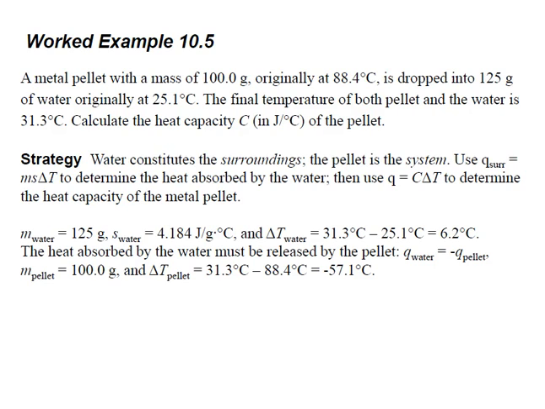A metal pellet with a mass of 100 grams, originally at 88.4 degrees Celsius, is dropped into 125 grams of water that's originally at 25.1. The final temperature of both pellet and the water is 31.3 degrees Celsius. We need to calculate the heat capacity of the pellet.